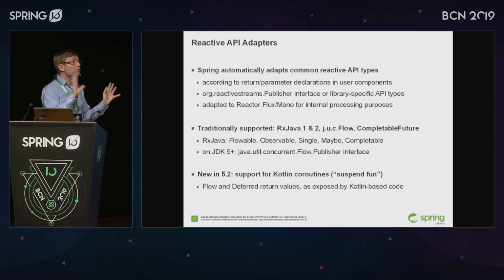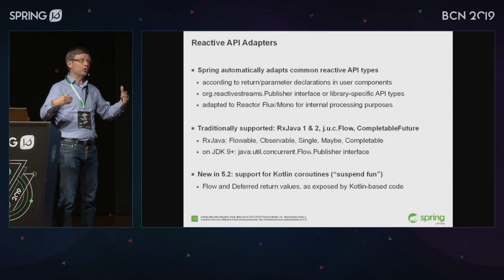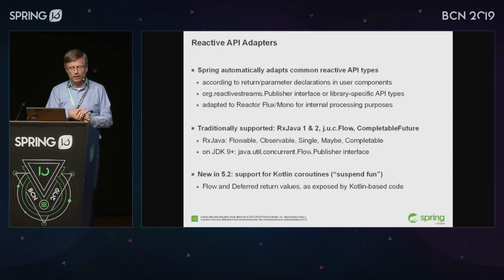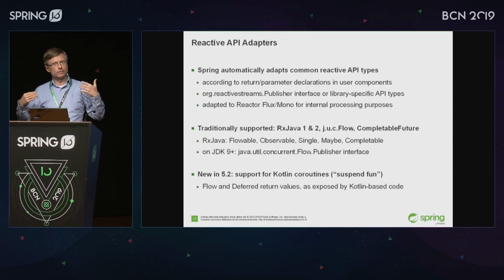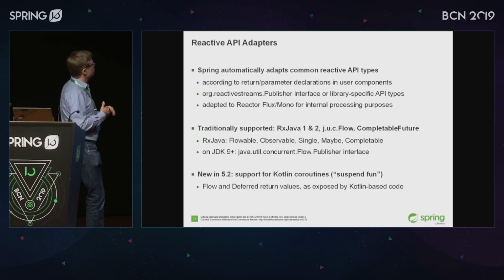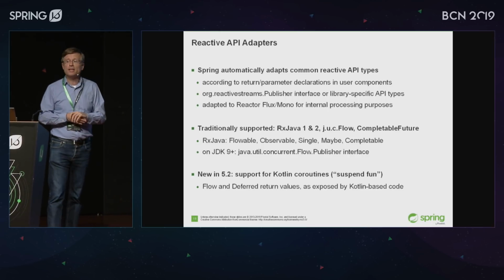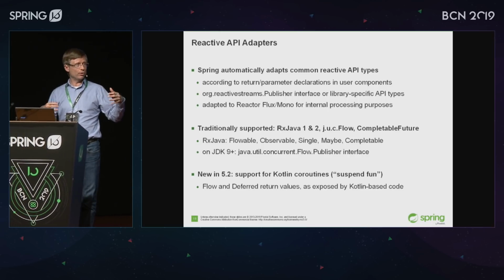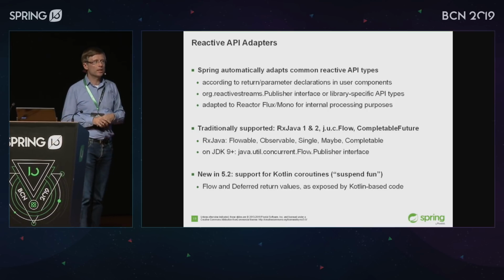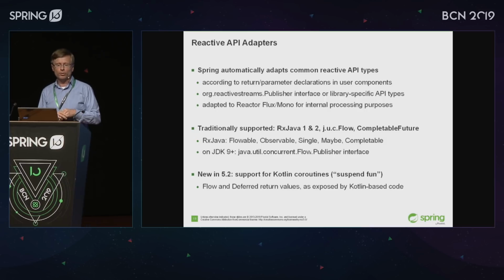If you return a plain reactive streams Publisher to us, we would also decorate it with a Reactor Flux accordingly to be able to fully integrate it with the underlying infrastructure. So this happens pretty much underneath the covers. It's what we call reactive API adapters. And just in case you're wondering, since we were talking about Kotlin coroutines this morning, this is also the way that we integrate coroutines. It's kind of a special reactive return type.